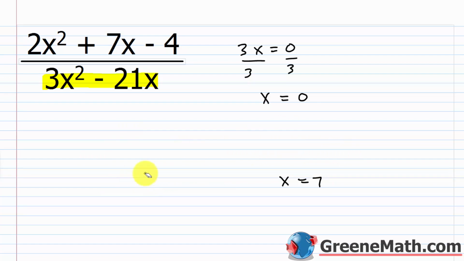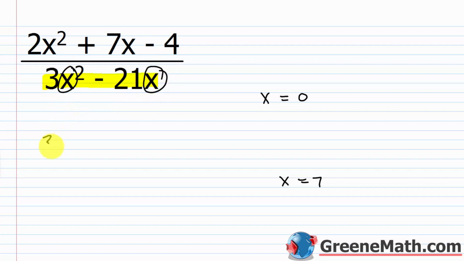So if I plugged in a 7 for x, or if I plugged in a 0 for x, I would get 0 as a denominator. And I think we can see that, right? If you plugged in a 0 here and here, you would have 3 times 0 squared minus 21 times 0. 0 squared is, of course, 0. 0 times 3 is 0. Minus 0 times 21 is 0. 0 minus 0 is 0. So the denominator would be 0 if you plugged in a 0 for x.